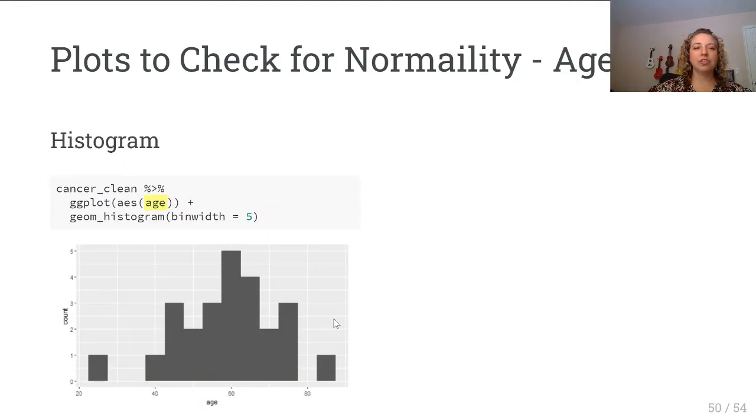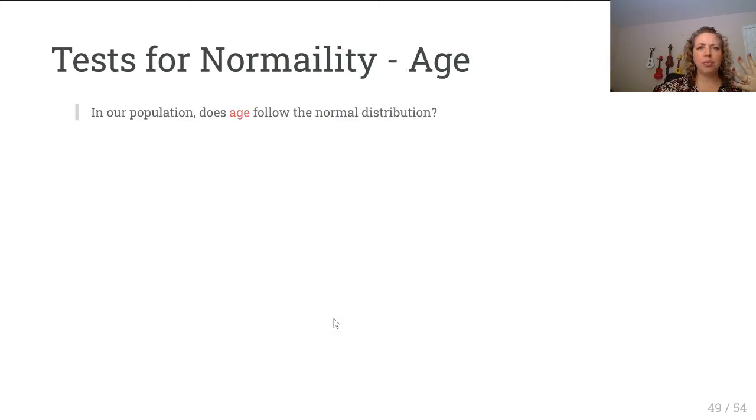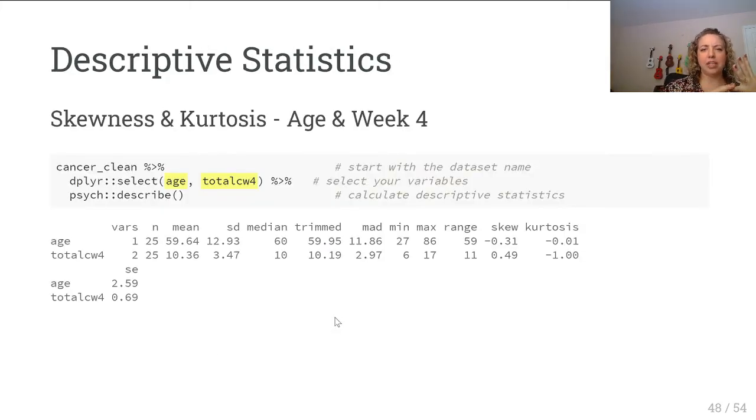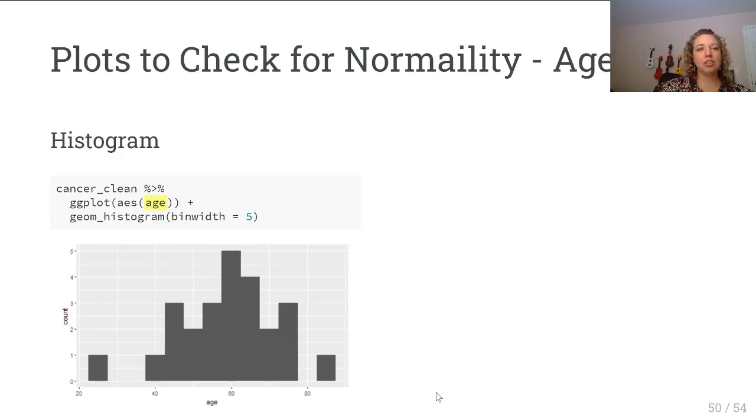Now let's look at the plots. So 4 different ways that you can look at normality. 1, you can look at the skewness and kurtosis numbers. I would definitely report them. You can run a Shapiro-Wilks test that may or may not give you evidence against normality. The third thing is plots.